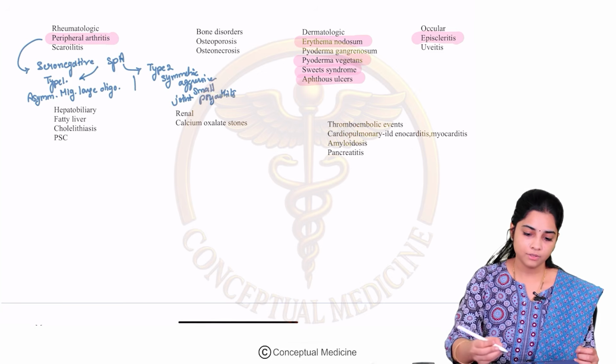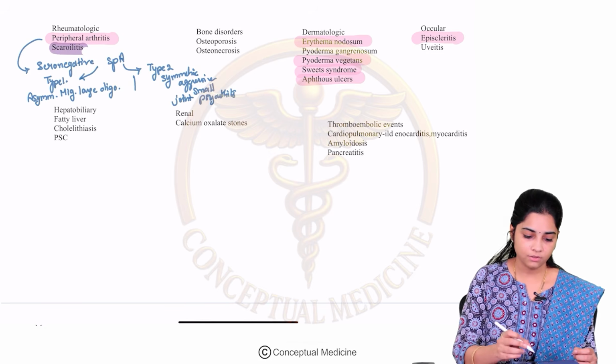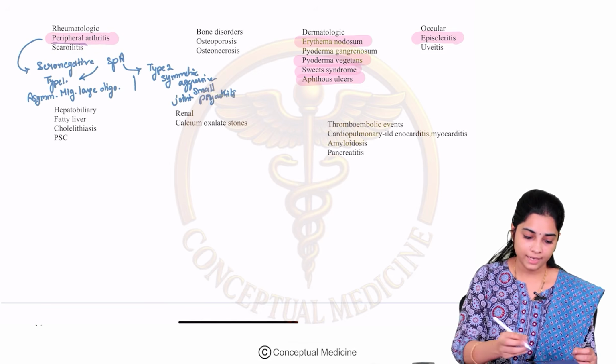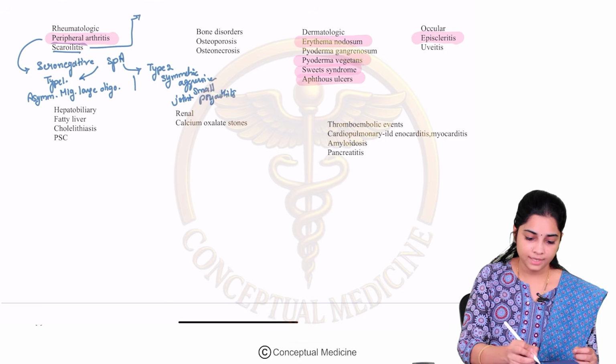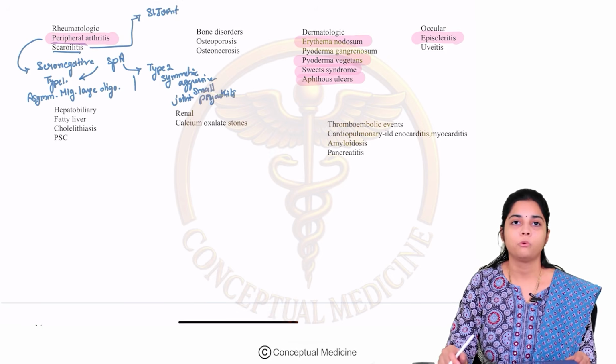Then another important rheumatologic manifestation is your sacroiliitis. So what happens in this sacroiliitis? You basically have involvement of the SI joint. You have inflammation of the sacroiliac joint, which can present as severe lower back pain.